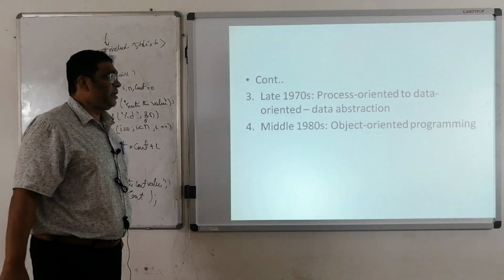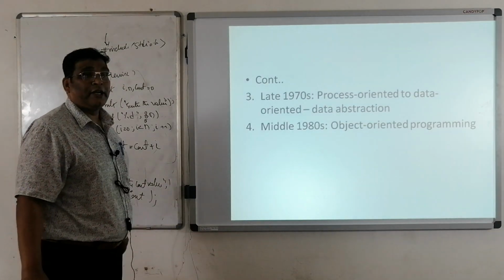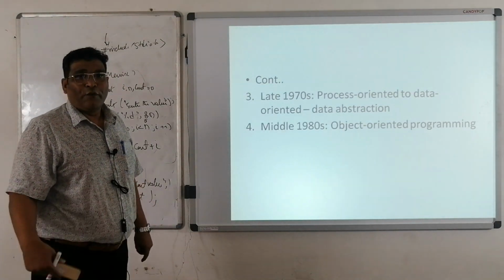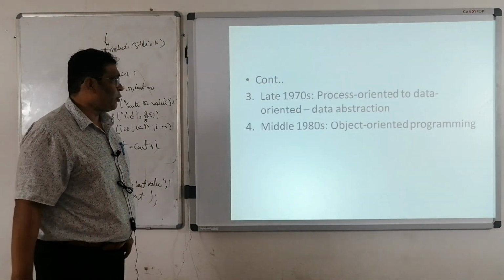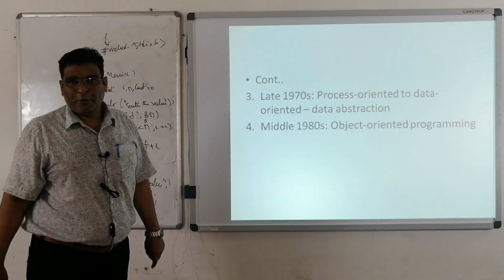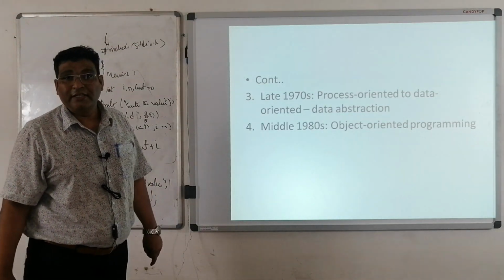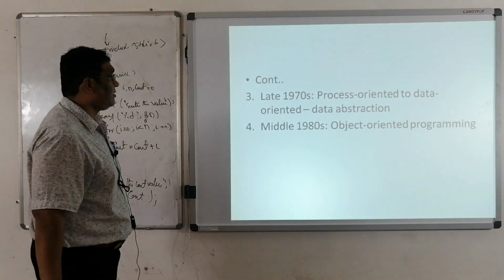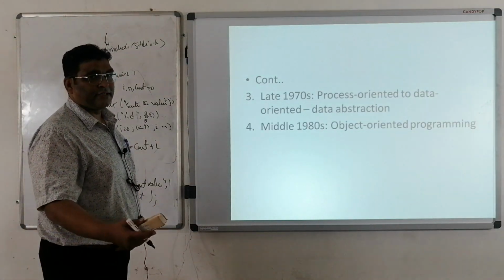Now in 1970, process oriented or data oriented data abstraction came into existence. What do you mean by data abstraction? We are going to see it later on. In the mid 1980s, object oriented programming came into existence. That is C++ and other things. Java and all those came into existence. Next slide please.